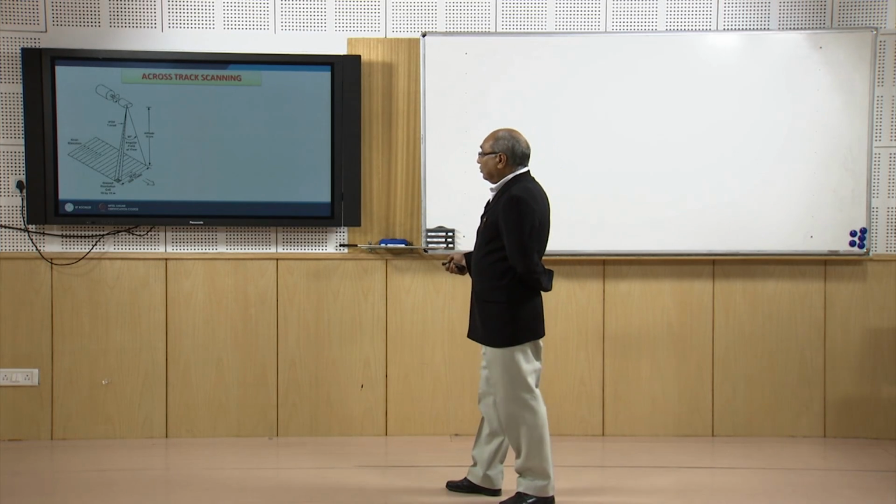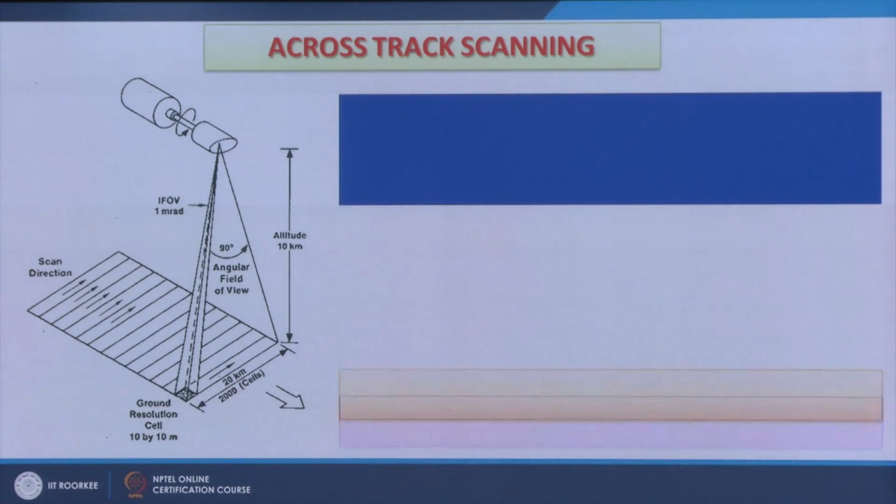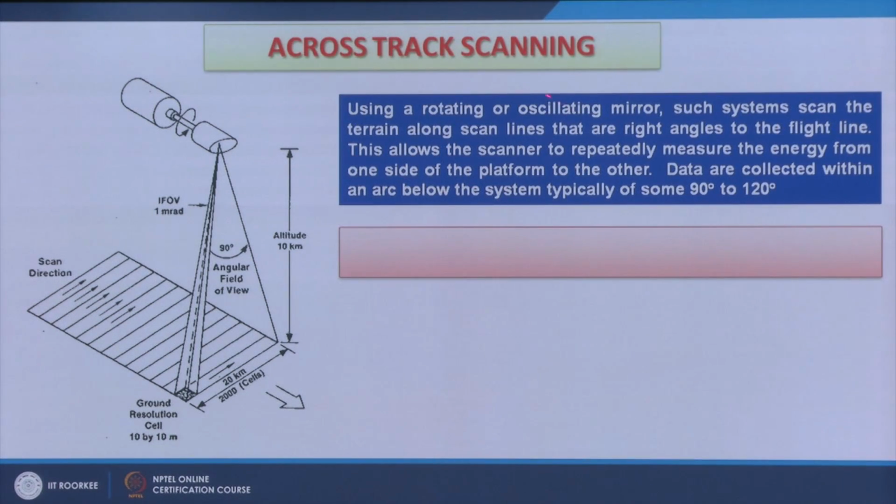Across track means that if the satellite is overpassing like this, the orbit is like this, then across track the scanning is done, and pixel by pixel there will be a rotating mirror that acquires the images. So using a rotating or oscillating mirror, such systems can scan the terrain along scan lines that are at right angles to the flight line or orbital path, and this allows the scanner to repeatedly measure the energy from one side of the platform to another.